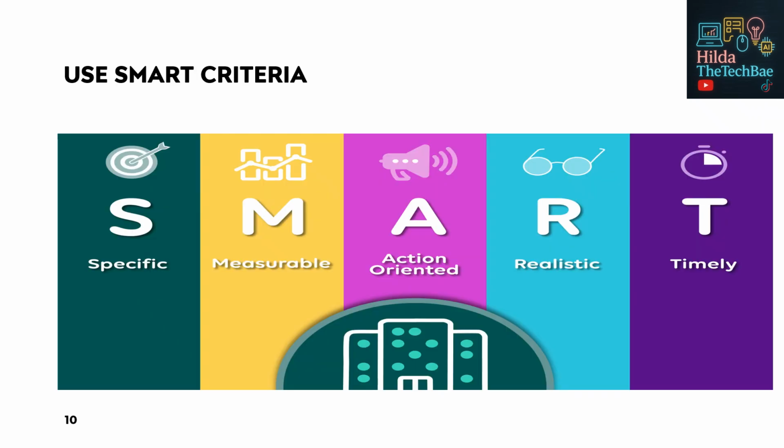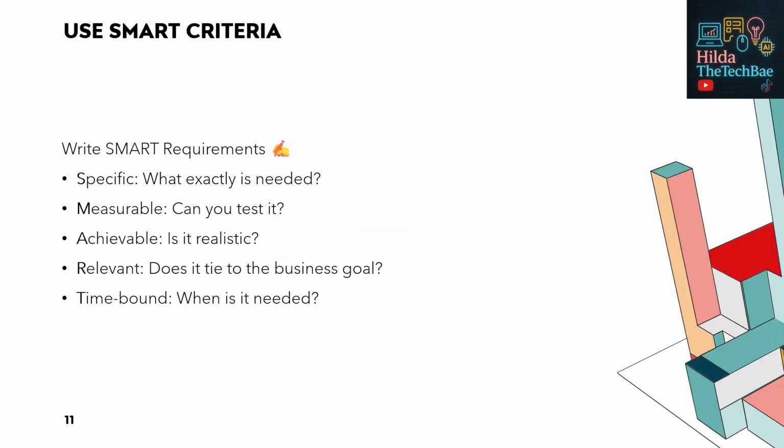So let's take a look at the use of SMART criteria in requirement documentation. So using the SMART framework helps you pressure test your requirements. It is a great mental checklist to make sure you are covering the essentials. When we write requirements that check all 5 boxes, we are far more likely to end up with a solution that hits the mark. So let me break it down for you.